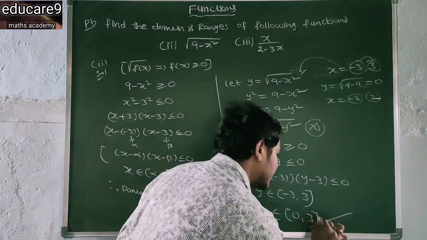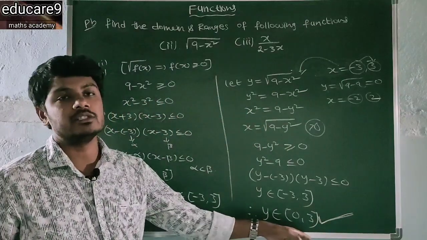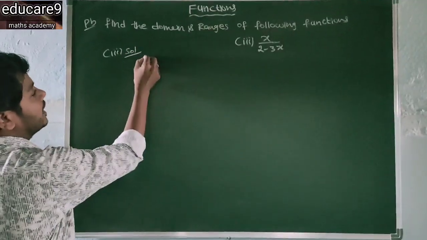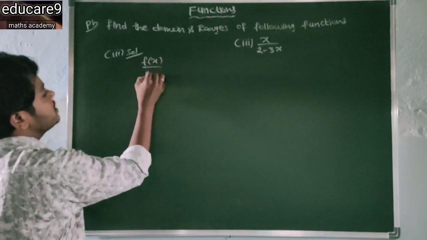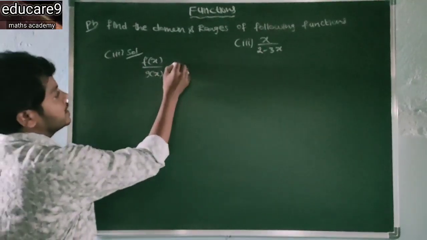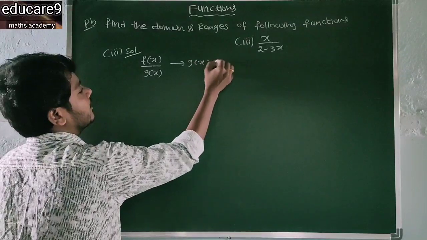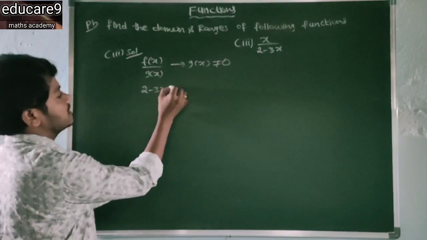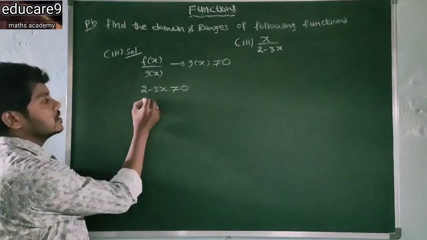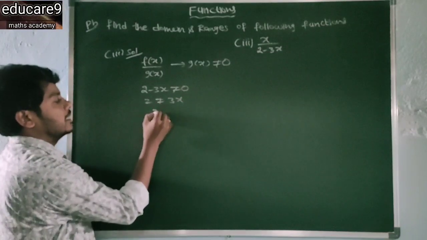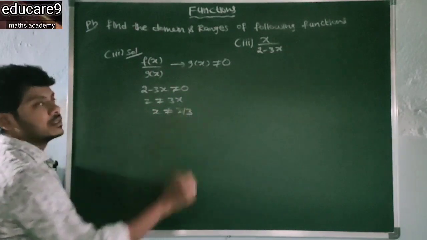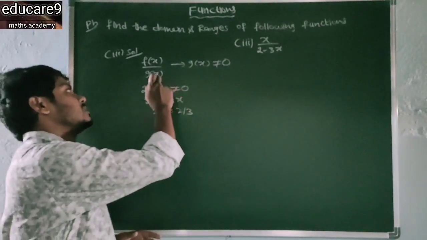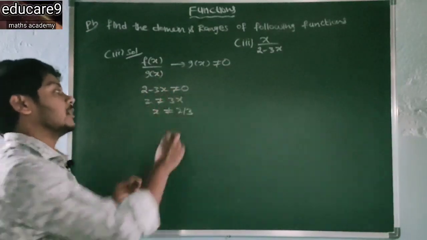So that's why the range of the given function is the closed interval 0 comma 3. Third solution. Clearly it is in the form of f of x by g of x. So for this, g of x is not equal to 0. Therefore, 2 minus 3x is not equal to 0. So here 2 is not equal to 3x, x is not equal to 2 by 3. So except 2 by 3, all remaining values satisfy this condition.